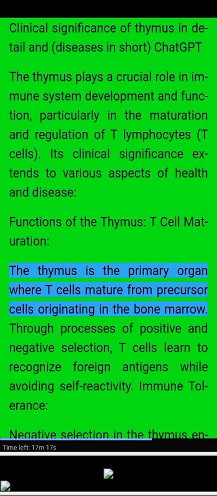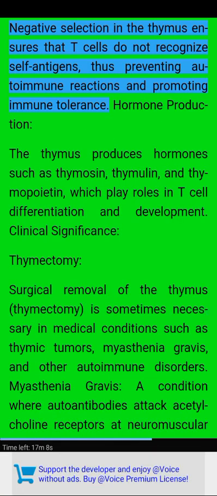The thymus is the primary organ where T cells mature from precursor cells originating in the bone marrow. Through processes of positive and negative selection, T cells learn to recognize foreign antigens while avoiding self-reactivity. Immune tolerance. Negative selection in the thymus ensures that T cells do not recognize self-antigens, thus preventing autoimmune reactions and promoting immune tolerance.